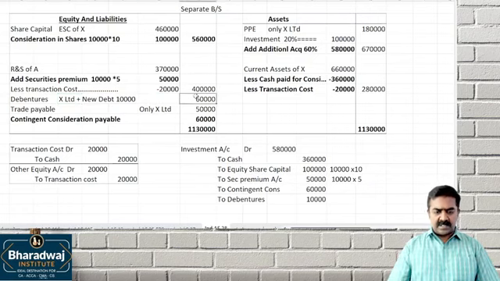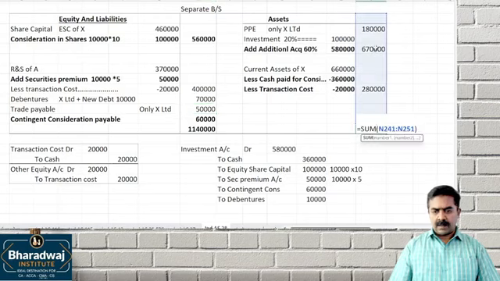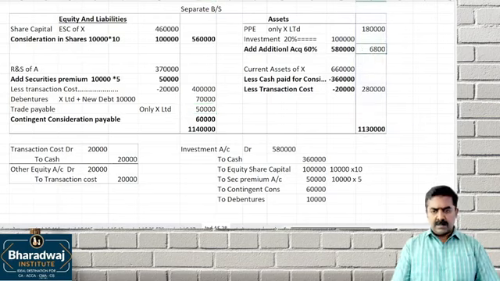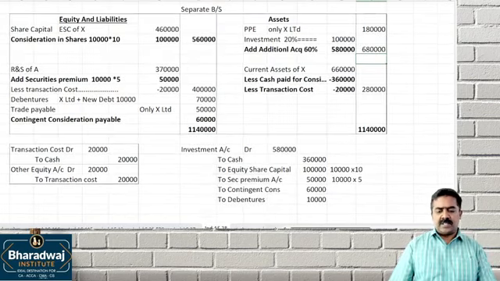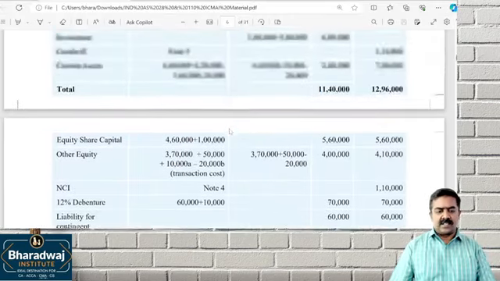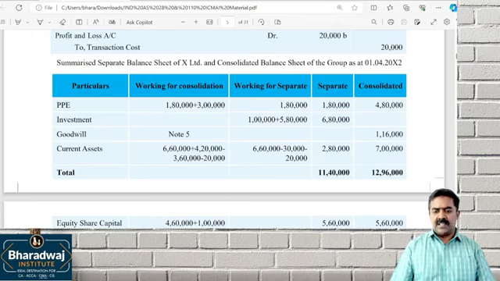So this will become 70,000. This is the correct treatment. Please correct your answer if you have taken it up. Otherwise, you can check the answer in the material itself. They have given a separate balance sheet earlier.